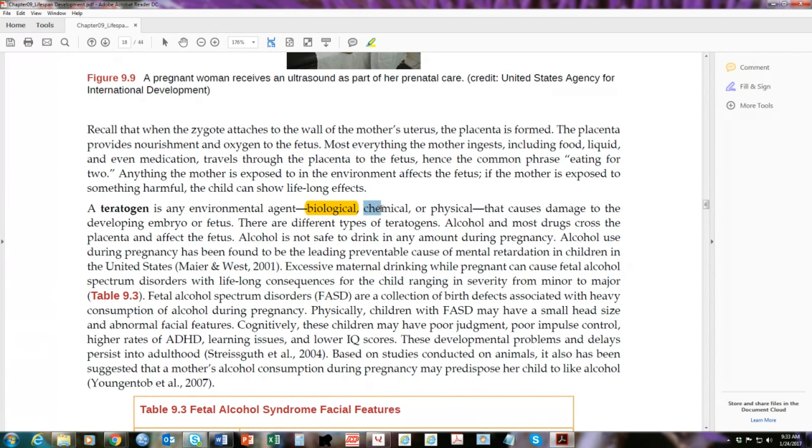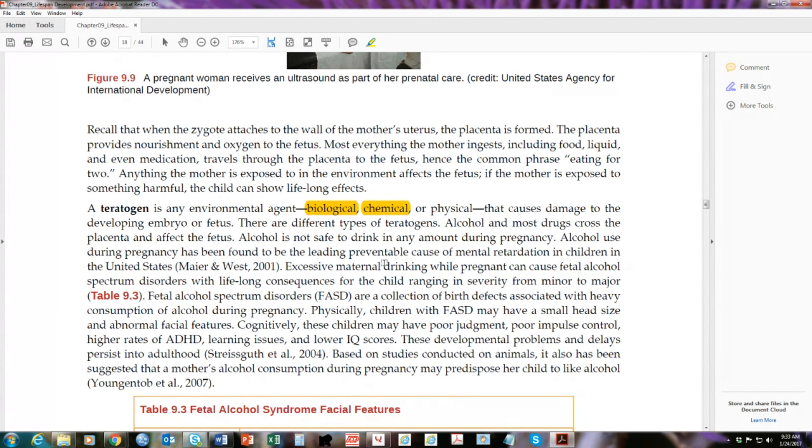Zika virus, biological agent, can cause birth defects. Chemicals, environmental chemicals are associated with birth defects. Back in the late 50s and early 60s, there was a drug, a sedative that was given to women who were pregnant that was not a good idea. That drug was called thalidomide.